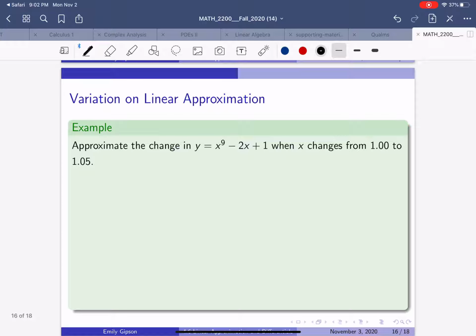So now I want you to approximate the change using the information we've provided. Approximate the change in the function y equals x to the power of 9 minus 2x plus 1 when x changes from 1 to 1.05.